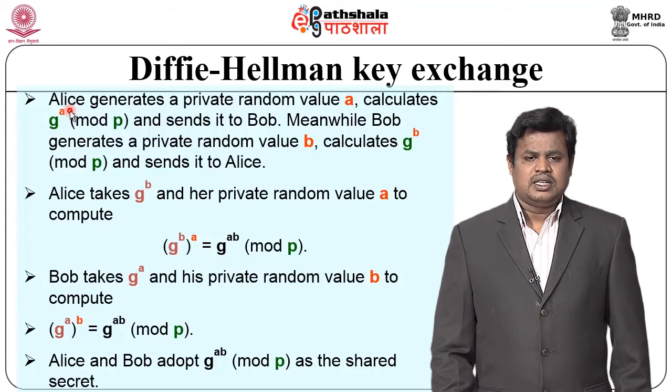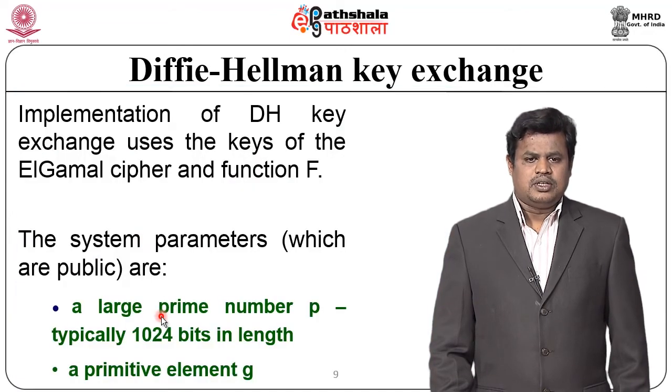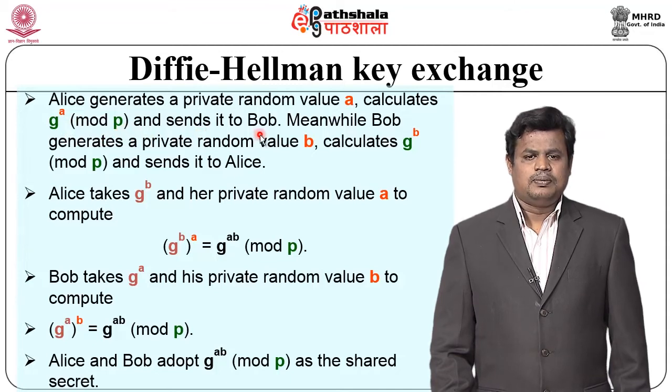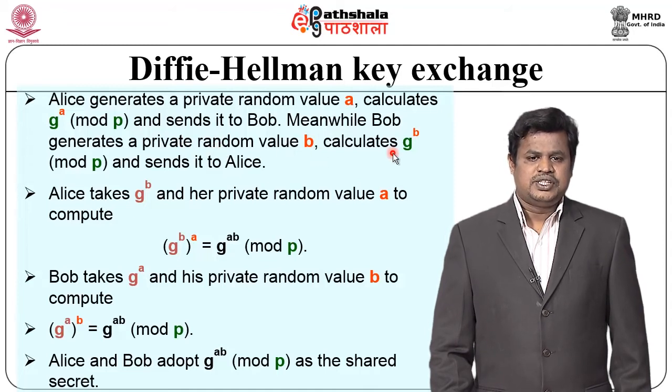Before going into that, we will see the procedure, then we can understand what a primitive element is. Now, based on the system parameters, Alice generates a private random value A, calculates G power A mod P and sends it to Bob. Meanwhile, Bob generates a private random value B, calculates G power B mod P and sends it to Alice. That is all.